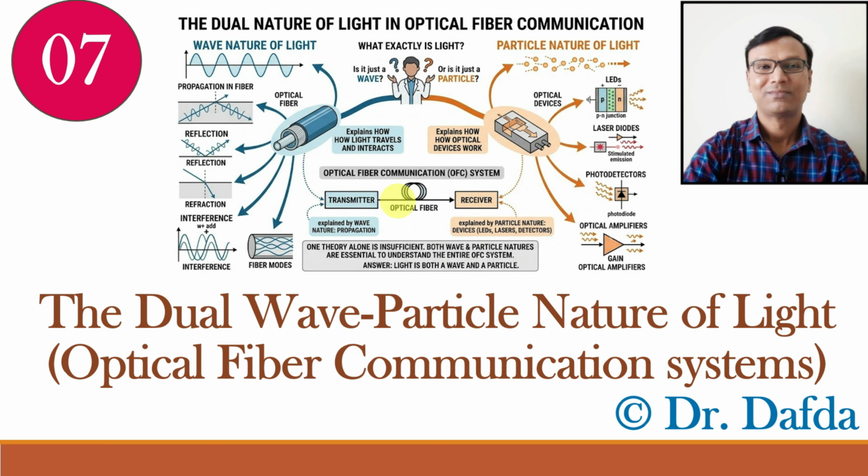Now a very important question comes to our mind. What exactly is light? Is it just a wave or is it just a particle? Scientists studied light for many years and discovered something very interesting. Sometimes light behaves like a wave, while in some other situations it behaves like a particle. In other words, light has two different natures, and this property of light is called the dual nature.